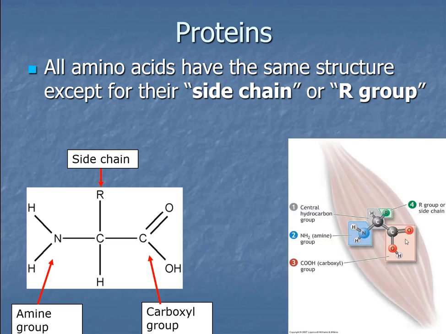So here's another picture. Central carbon, you got a hydrogen on one side, a nitrogen containing amino group on one side, and the carboxyl group, which is the carbon and oxygen group on the other, and then the side chain, which is what makes each amino acid different.